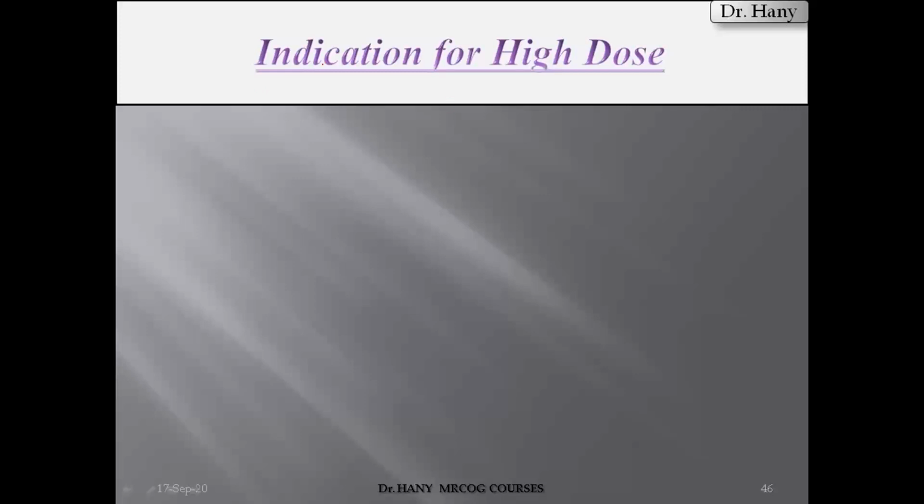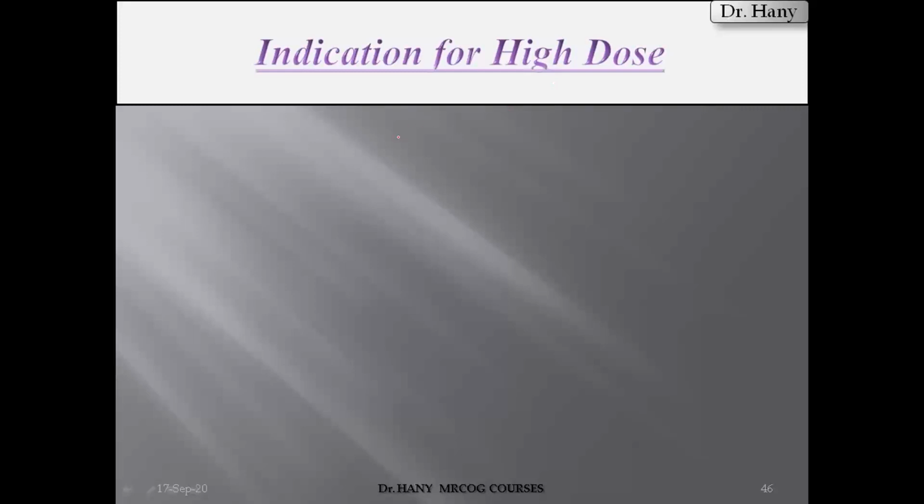So, the indication for high dose. I told you there is a prophylactic dose starting from the unprovoked. After that, the intermediate risk. This is called prophylactic dose according to the patient weight, either less than 50 or more than 50. According to the patient weight, you will adjust the dose.